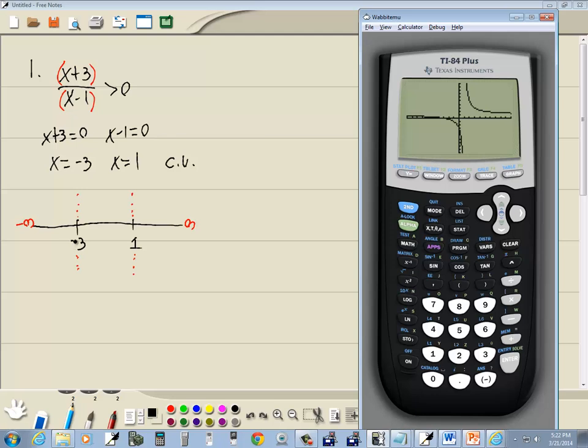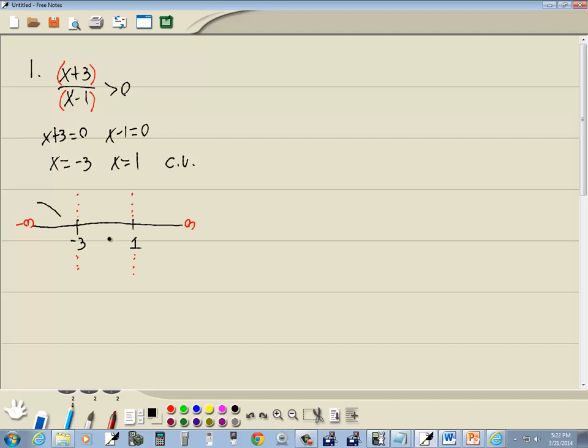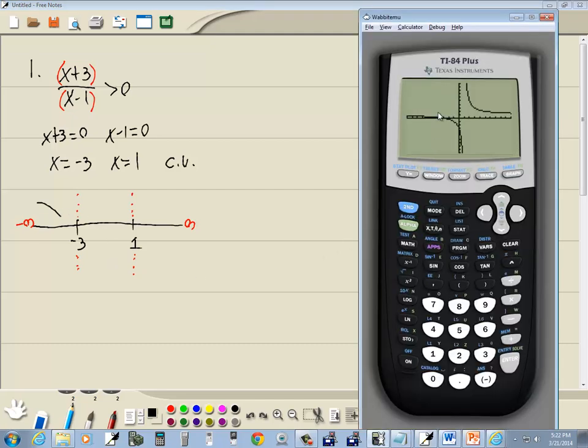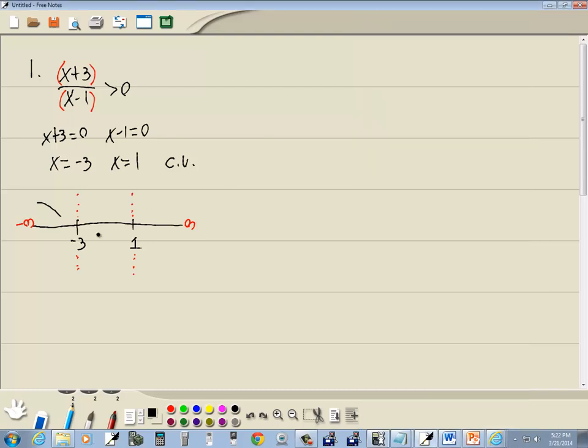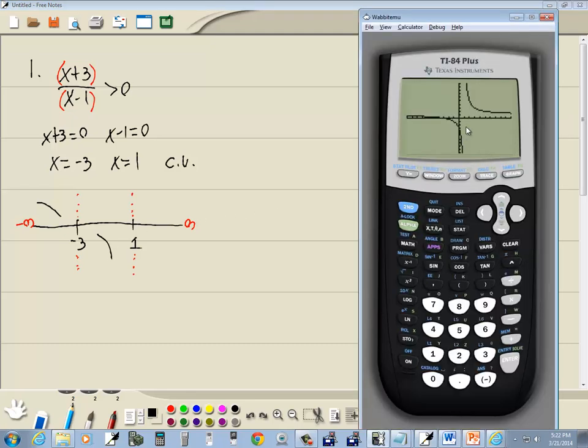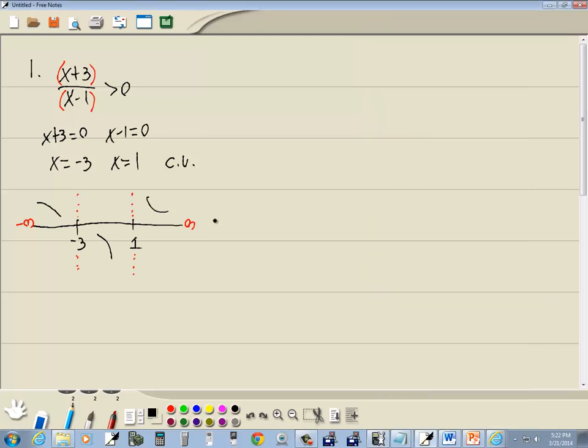Now we could really care less what the graph looks like. All we're trying to do is see above and below. Well, negative 3, that's about right here. To the left of it, I can see that part of it's above. So if it's above in part of the interval, it's above in all of it. So over here, this is going to be above. Now between negative 3 and positive 1, I can see my graph is below in that interval. Again, if it's below in part of it, it's below in all of it. And from 1 to the right, I see that it's above the x-axis. So this will be above over here.